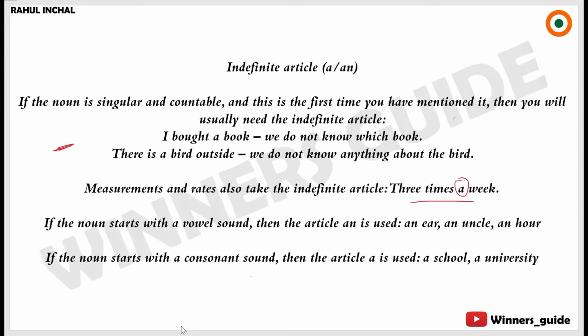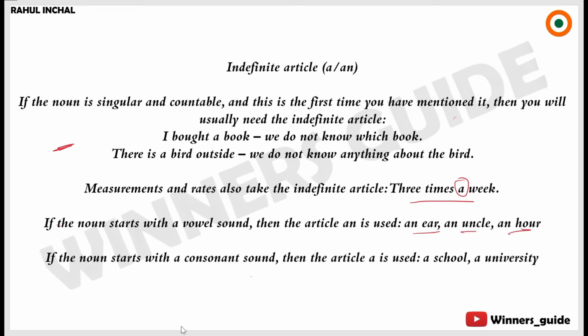If the noun starts with a vowel sound, then the article an is used. This is very obvious. You have been reading this. Now, I want you to comment below what are vowels. Tell me the letters which are denoted as vowels. Okay. I know most of you know, but just for the sake of it.